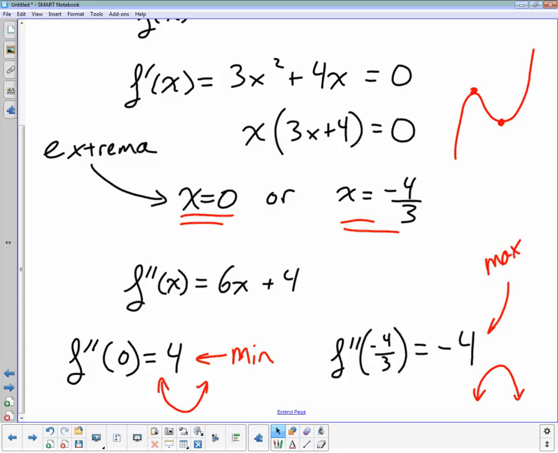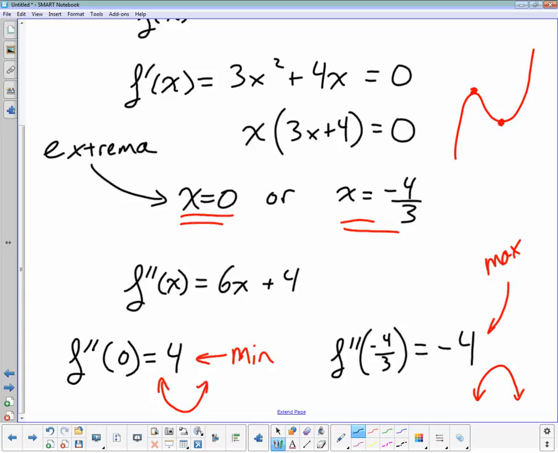Plus, what was it? 2x squared. And there you can see that I have a local minimum at 0, right? And I have a local maximum at negative 4/3. Okay? Are we cool? All right, great. Right. Okay, great. So the second derivative gives me that information, which is quite useful. Are we cool?